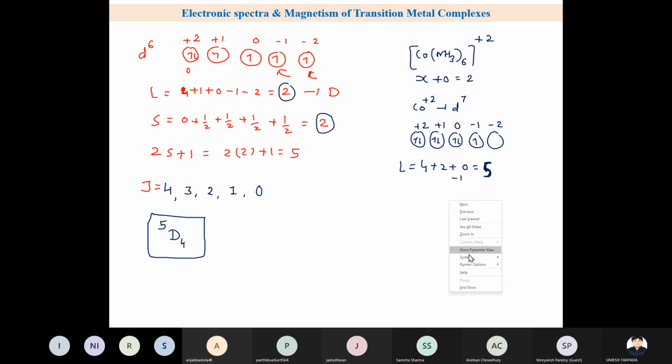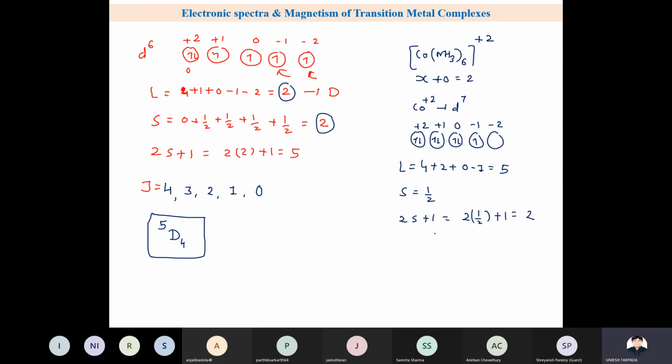Okay. Yes, sir. L value is 5. What about S value? Half. S value is 1/2 plus 1/2 minus 1/2, which is 1/2. In the second case also, in the third case also. So S is equal to a half, so 2S plus 1 multiplicity becomes 2.